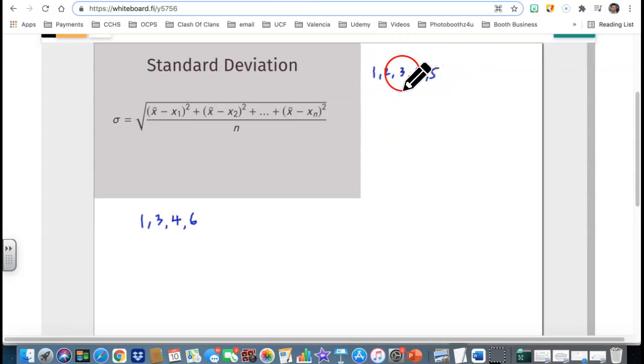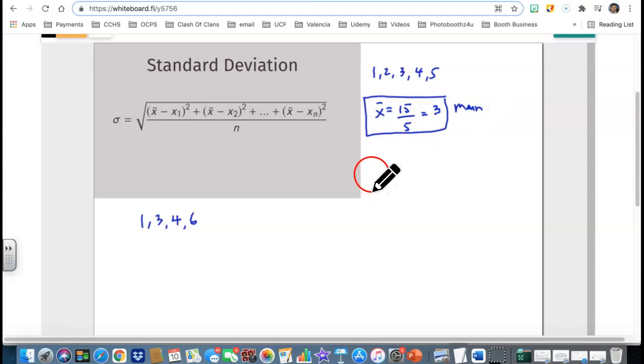If I want to find the average, the mean, which is my x bar, then I'm going to add those values. 1 plus 2 is 3, plus 3 is 6, plus 4 is 10, plus 5 is 15. So it's 15 divided by the number of values, which is 1, 2, 3, 4, 5 values. So my mean, that x bar means mean, is 3 in this case.